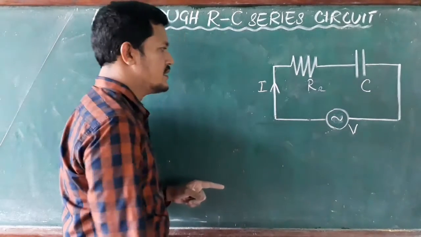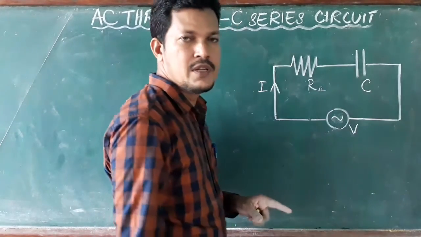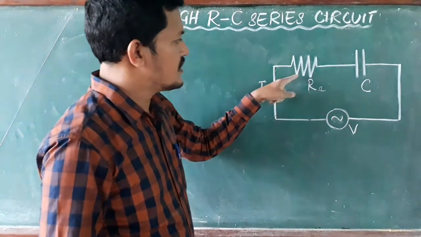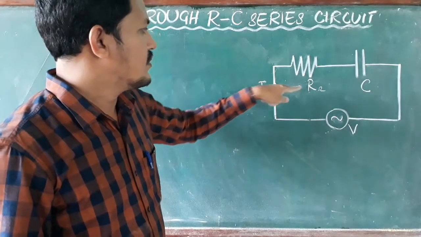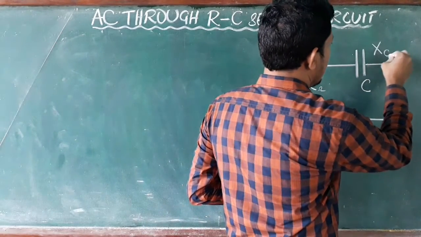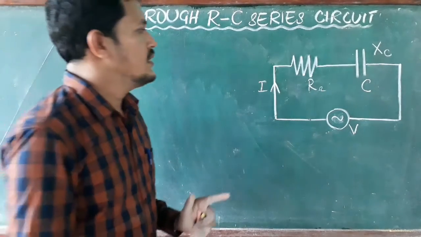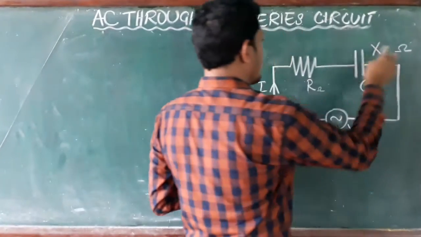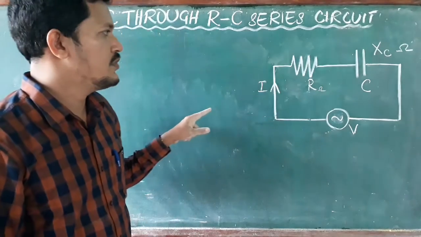resistance and the capacitance. It's a series circuit, so the same current I flows through the resistance and the capacitor. Now we know how much opposition is offered to the AC current. The resistance offers R ohms of opposition to the flow of current, and the capacitance offers the capacitive reactance XC as opposition to the flow of alternating current. This much ohms is the opposition offered to the flow of alternating current. Both are in ohms, so both are in the same units.